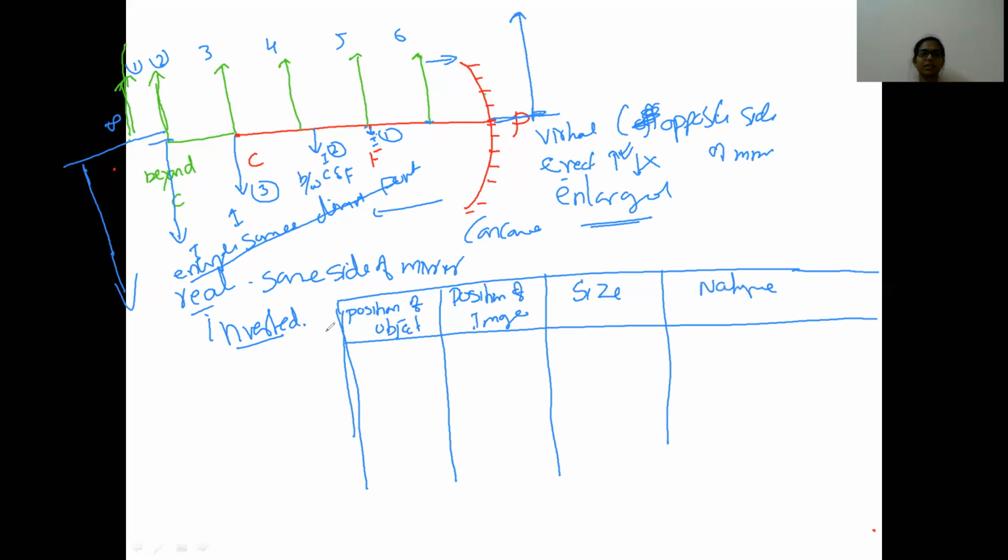Okay, see the first case, case one, when the object is at infinity. First condition, you observe there, when the object is at infinity, the image will be formed at focus. The image will form at focus. What is the size? It is point size, highly diminished.